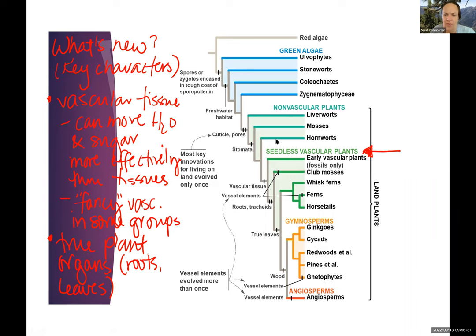So let's look at where the little hash marks are, right? So we have vascular tissue in all of the seedless vascular plants because the little hash mark is way back here, right? We have roots in everybody except for the very earliest fossils only, okay? All right. And then we have vessel elements only in a few select groups, right? And then we have true leaves. Who has true leaves in the vascular plant category? Who has true leaves?